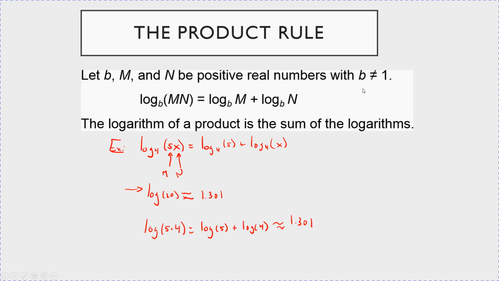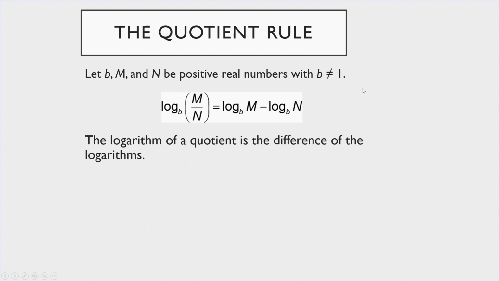Next, let's talk about the quotient rule. Let b, m, and n be positive real numbers with b not equal to 1. If you have log base b of m divided by n, that's equal to log base b of m minus log base b of n. For example, if you have log base 6 of 10 divided by x, my m is in the numerator, so this would be log base 6 of 10 minus log base 6 of x.